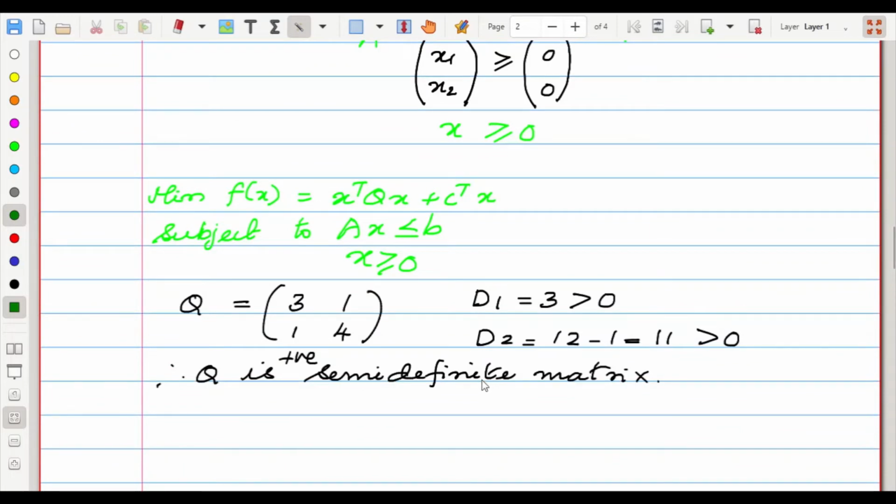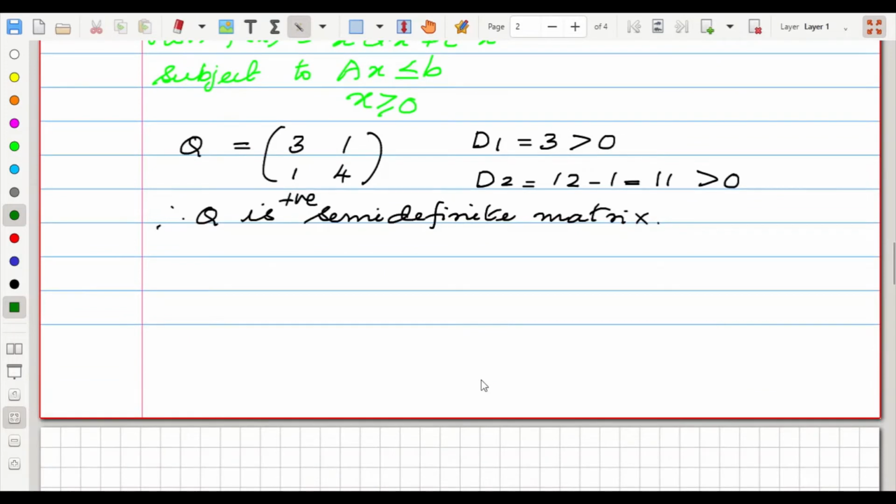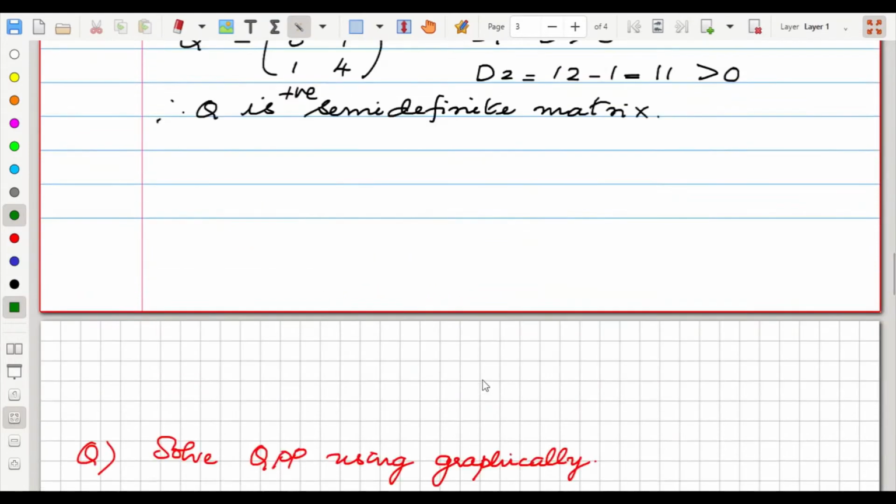So how will you prove this is a quadratic programming problem? Q equal to the matrix [3 1; 1 4]. First of all we can find D1. D represents determinant. So 3 is greater than 0. Also the next determinant is D2. D2 is 12 minus 1, that is 11, which is again greater than 0. Therefore Q is a positive semi-definite matrix.